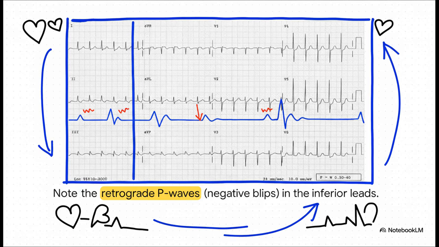Now, I want you to really examine the inferior leads, that's I, 3, and AVF, on this tracing. You see that small negative deflection, that little blip, immediately following each QRS complex? That represents a retrograde P wave, which tells us that the atria are being depolarized from an inferior to superior direction. This finding significantly narrows the differential diagnosis down to a reentrant tachycardia like AVNRT or AVRT, or possibly a junctional tachycardia with 1-to-1 retrograde conduction.